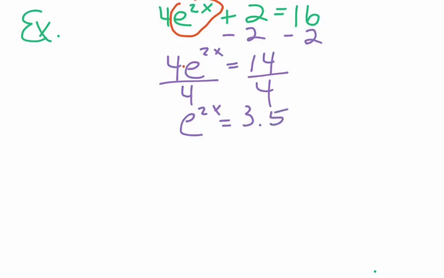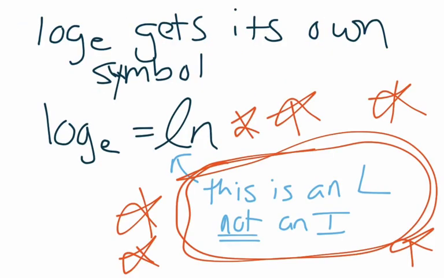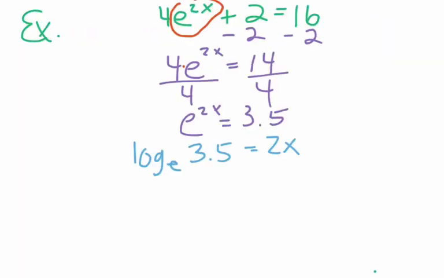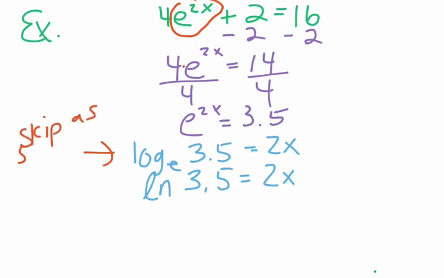So that's 3.5. Now we change this over to a log. And nothing changes. Log base e of 3.5 is equal to 2x. Now, remember what I just said. Log base e gets its own symbol, which is ln. And so when you write it as log base e, you're going to replace that with an ln. This step right here, I want you to skip as soon as you are comfortable skipping it.